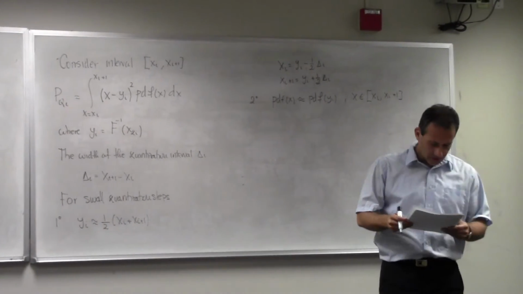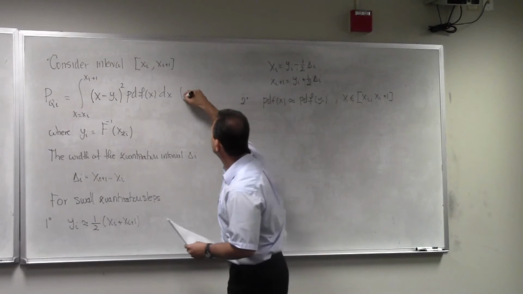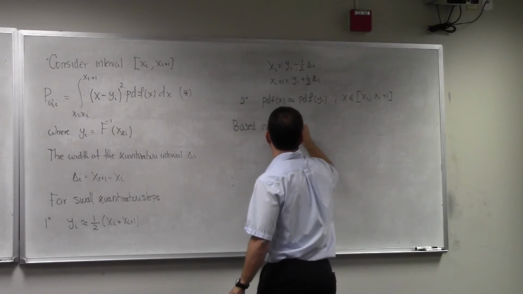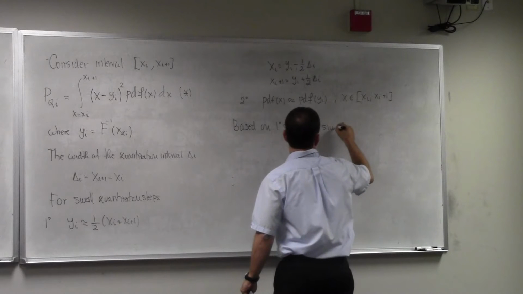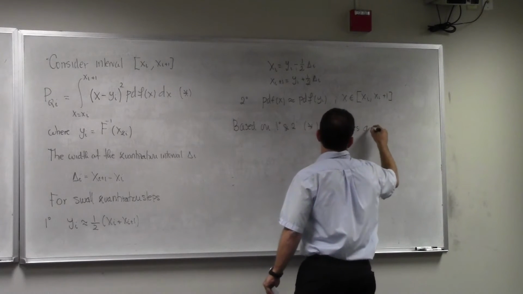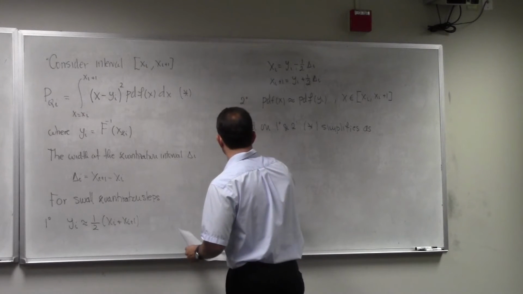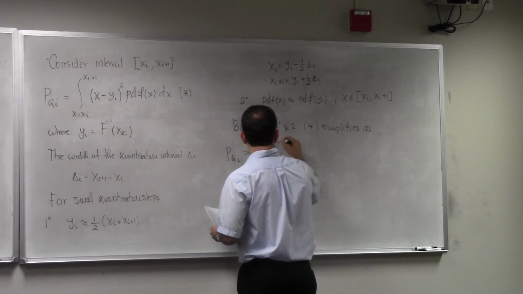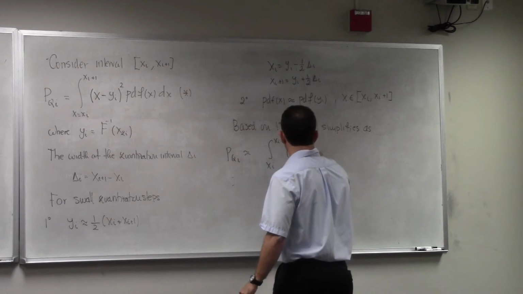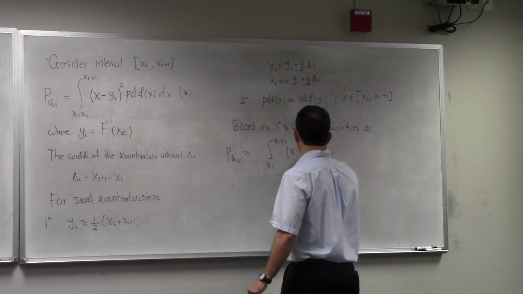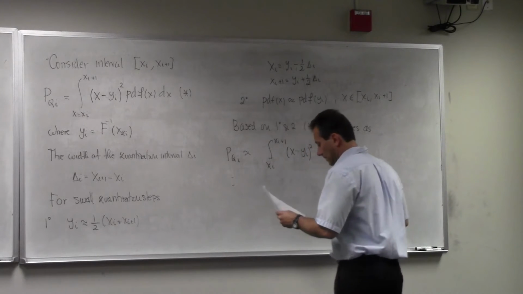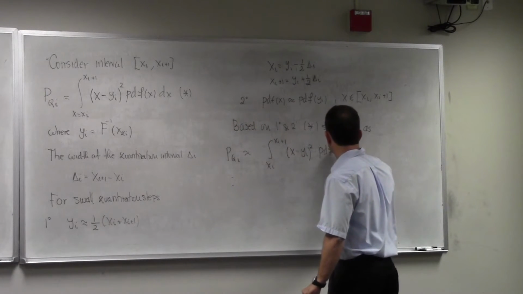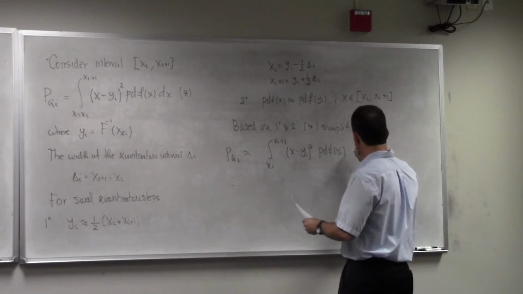So now, armed with these two assumptions, I can simplify this. Based on 1 and 2, this star simplifies as Pqi approximately the integral from xi to xi plus 1 of x minus yi, squared, and then the PDF of x in this interval, which I can approximate as the PDF of yi, times dx.